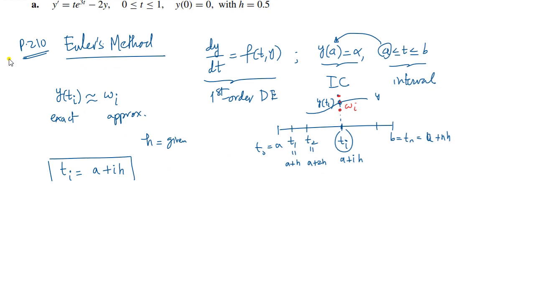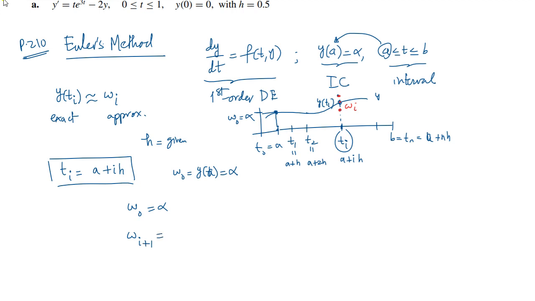This is your t_i. After finding t_i, the first point, because here my solution is given, y at a is given as alpha. You see, if this is your y-axis, this is your alpha, right? So this point is called the first approximation w naught, because w naught is the approximation at t naught, which is the first point a, which is alpha. So you start with w naught equal to alpha, and the next points, w1, w2, w3, will come from this equation, where you start with i plus 1. If you have w0, it gives you w1.